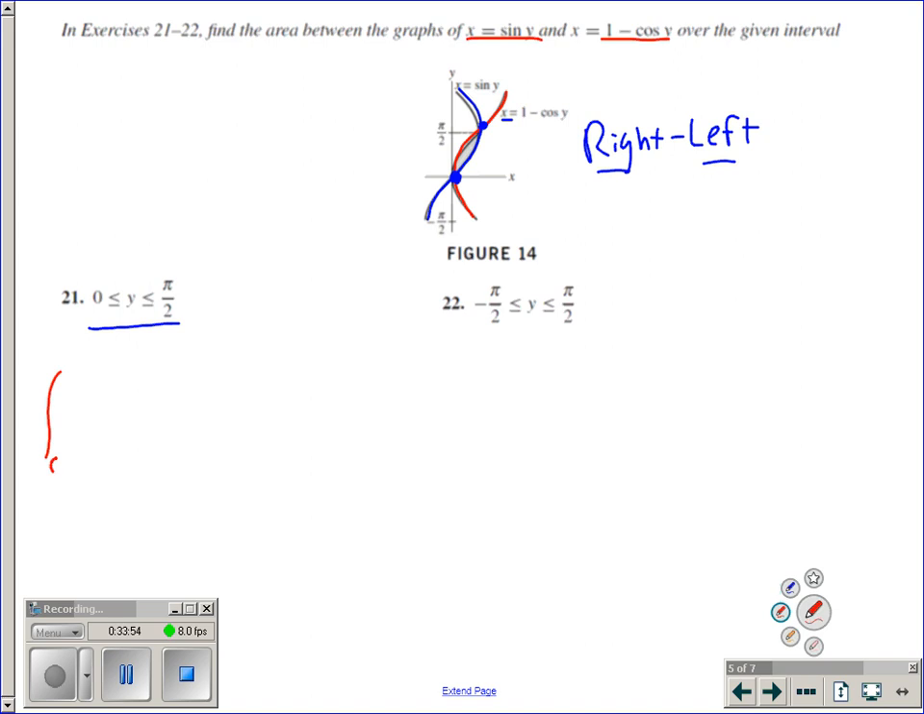That's saying, hey, let's do the integral from 0 to pi over 2 of my right function, which in this case is 1 minus cosine of y, subtract my left function, which is just sine of y. And I realize now that I just wrote it, that my right function was actually sine of y. So let me refresh that real fast. My right function, which is this function right here, that's sine of y, minus my left function, which is 1 minus cosine of y, dy. Okay? So let's try to do that by hand if we can.